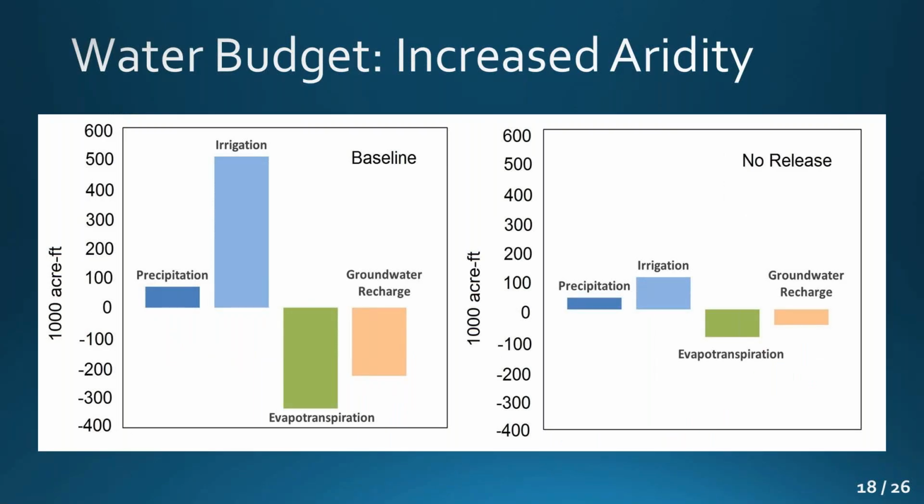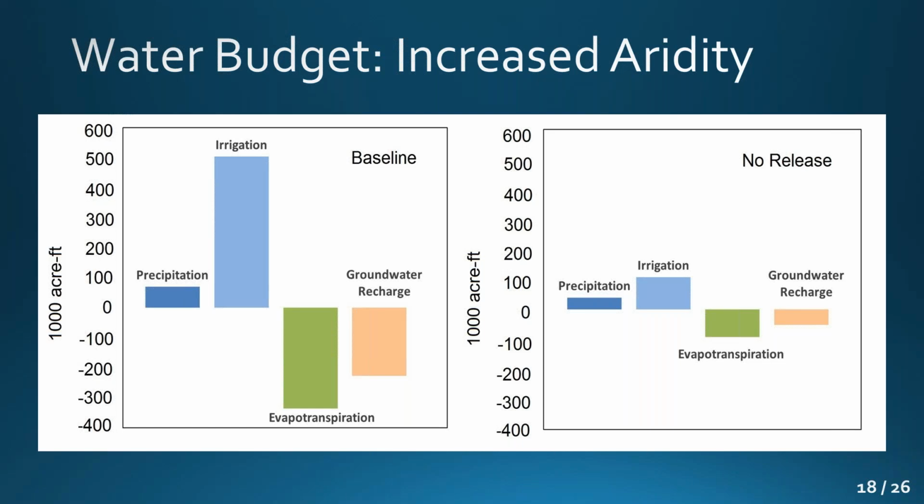So if we use the model and compare the baseline condition in terms of precipitation, irrigation, evapotranspiration, groundwater recharge, to a no-release condition that uses the projected climate information, basically, we see a decrease in precipitation. We see a radical decrease in irrigation. Evapotranspiration commensurately declines, and there's much less groundwater recharge.